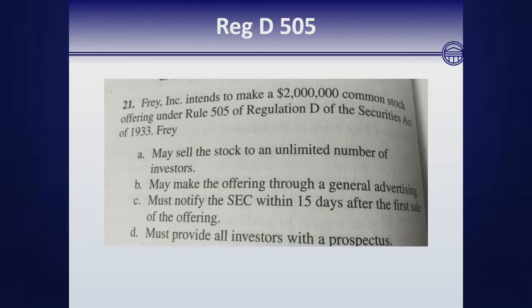And then how about B? Why wouldn't it be B? May make the offering through a general advertisement, and that would not be allowed. And then D, must provide all investors with a prospectus. And that's not true. Accredited investors need not receive any formal information. So that's why that would not be your answer. So your answer here is C, must notify the Securities Exchange Commission within 15 days.